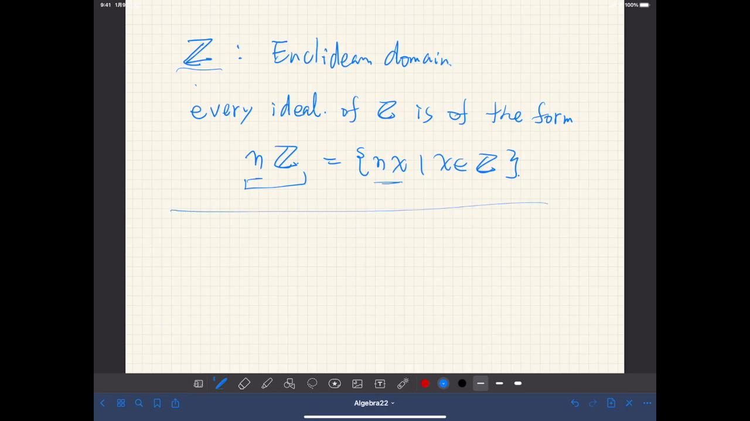And another of our favorite examples is the polynomial ring F of X over F, where F is a field. Then this is a principal ideal domain, because we have seen that this is a Euclidean domain, so it is a principal ideal domain.